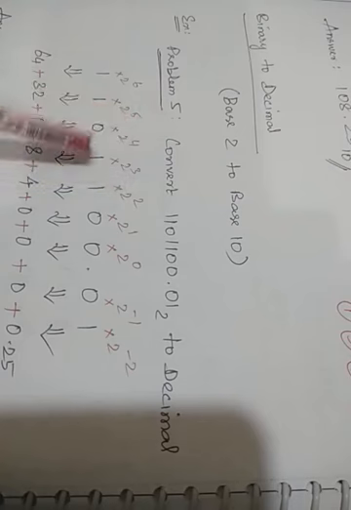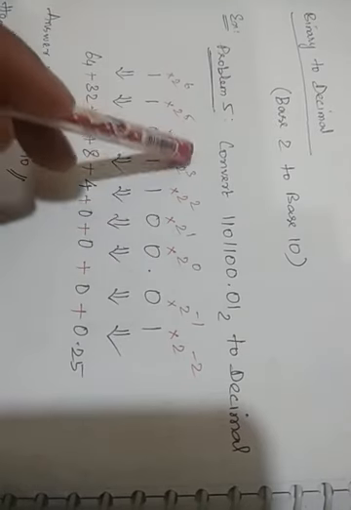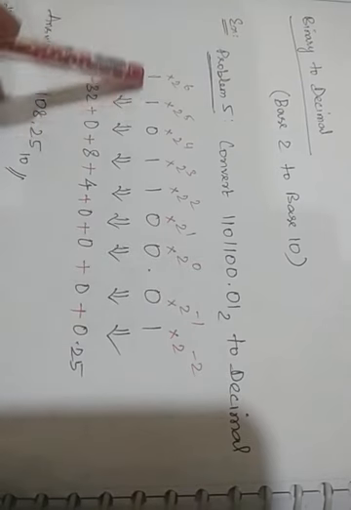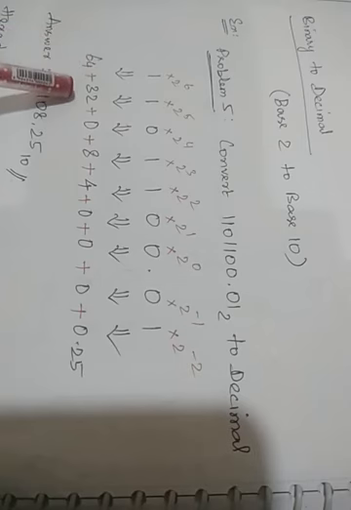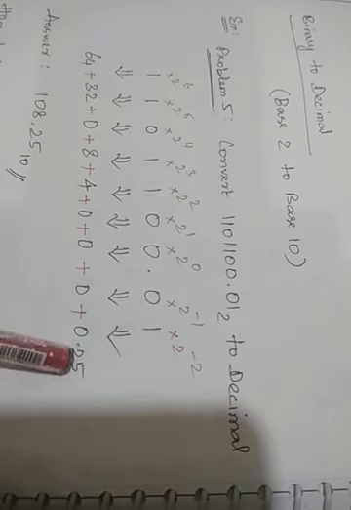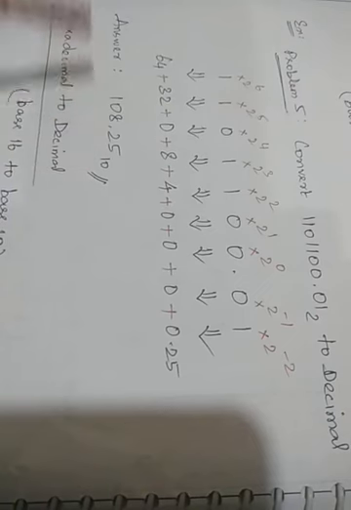The same method we used in the previous problem, the same method here also we are going to use. 2 power 0, 2 power 1, 2 power 2, 2 power 3. These are the position values. Multiply the position values with respect to the digits. Then we will be getting here 64, 32, 8, 4, 0, 0, plus 0.25. Add all the values. Finally we got the answer 108.25. This is the decimal number.